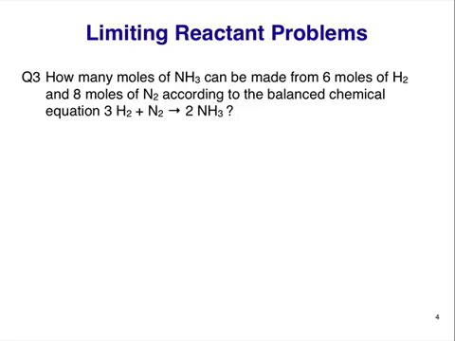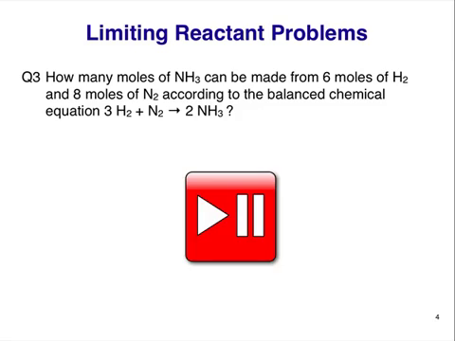Question 3. How many moles of NH3, ammonia, can be made from 6 moles of diatomic hydrogen and 8 moles of diatomic nitrogen according to the balanced equation 3H2 plus N2 making 2 NH3. Pause the video here and work out your answer.